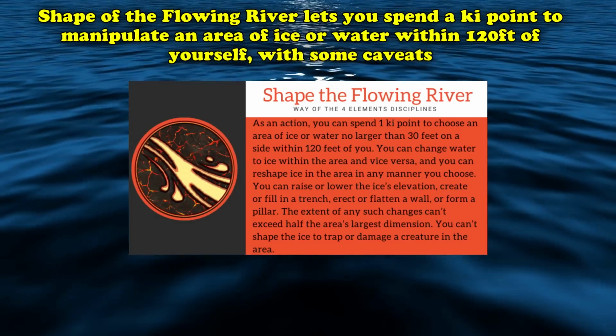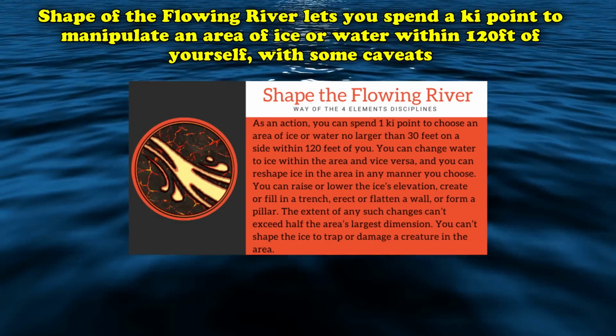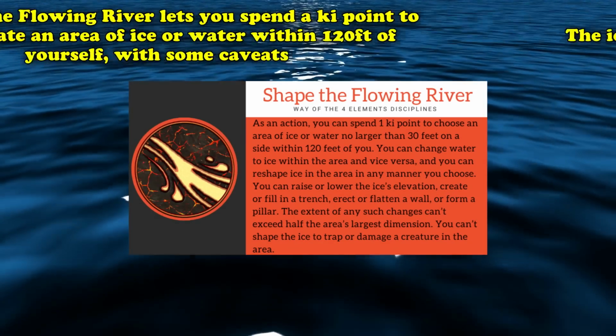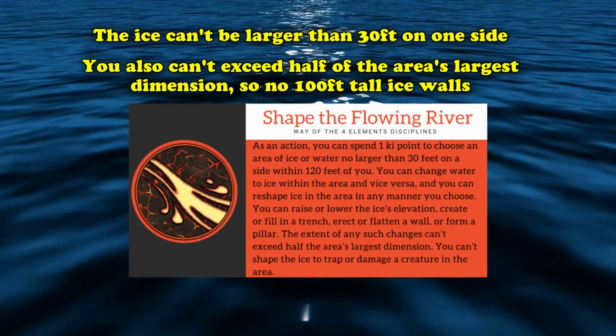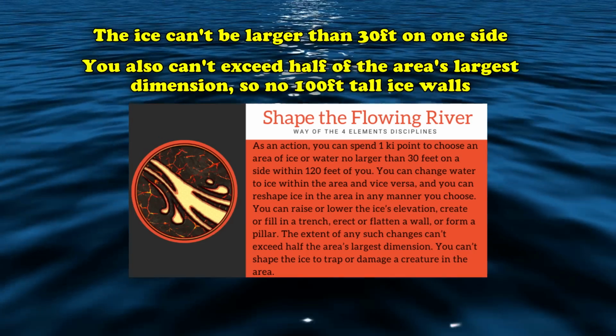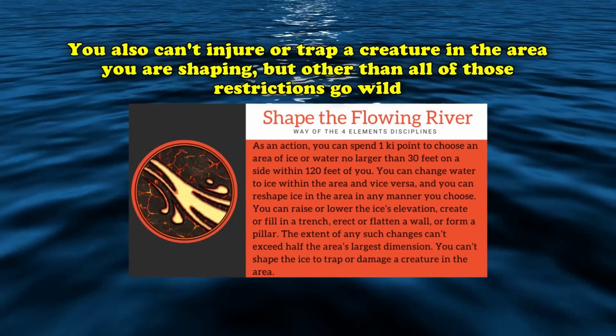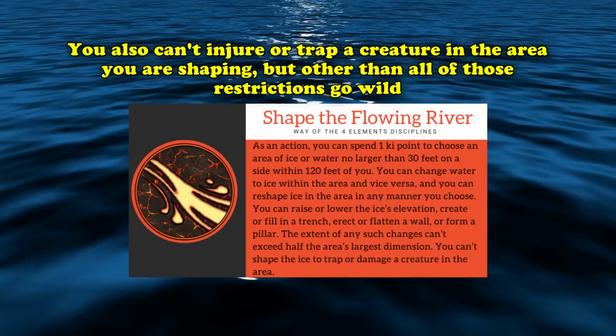Shape the Flowing River allows you to spend 1 ki point in order to manipulate an area of ice or water within 120 feet of yourself. The ice can't be larger than 30 feet on one side, and can basically be molded however you want, so long as you don't exceed half the area's largest dimension, and as long as you don't try to trap or injure a creature in that area either.